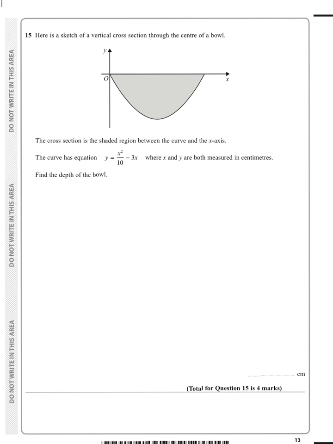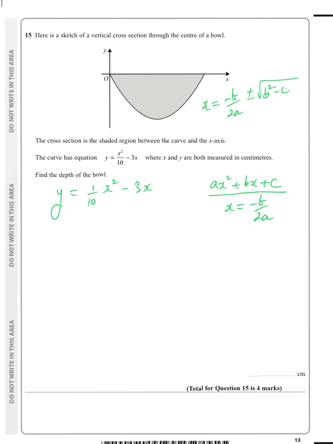Question 15. Well, there's quite a few ways of looking at this one. I think because we've got a quadratic form of 1/10 x squared minus 3x, then if we look at the form ax squared plus bx plus c, then the line of symmetry would be x is minus b over 2a. Now, for those that don't know that, very quickly, if you're solving a quadratic of the form ax squared plus bx plus c is 0, you'd have x is minus b over 2a plus or minus the square root of the discriminant b squared minus 4ac all over 2a.